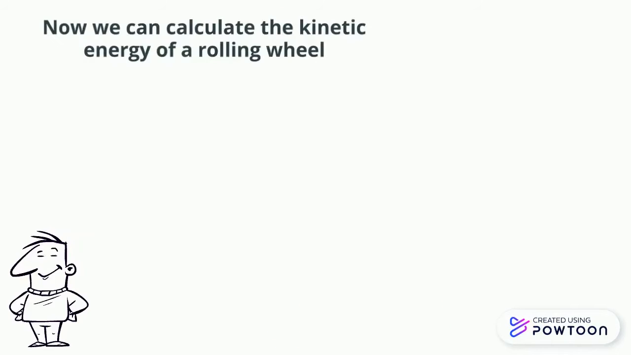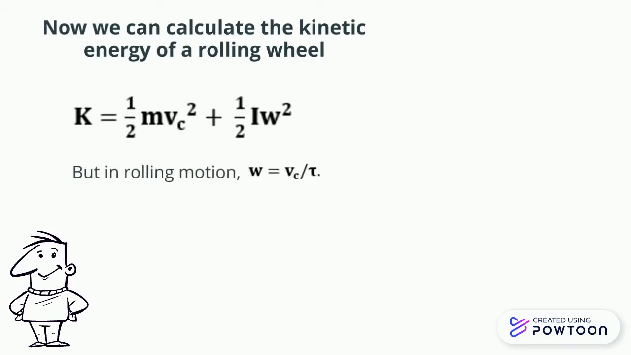Now, we can calculate the kinetic energy of a rolling wheel. In rolling motion, W equals Vc divided by R. So the final equation will be like this.